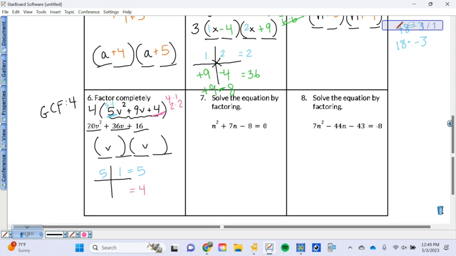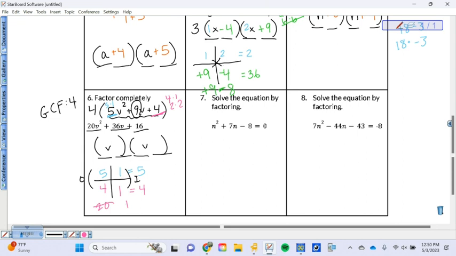So that's definitely going to give me 4, but then remember I got to make sure my outers and my inners get me to 9, right? So what one do you want to try? Do you want to try 4 and 1 or 2 and 2? 4 and 1? Well, 4 and 1, that's going to give me 5 times 4 is 20. 1 times 1 is 1. Does that get me to 9?